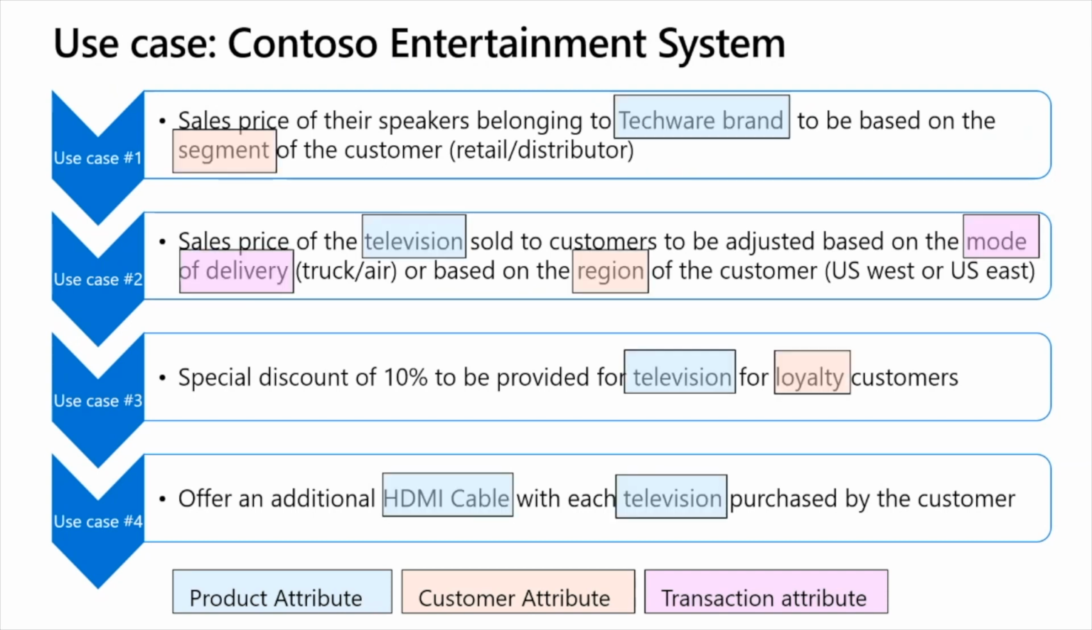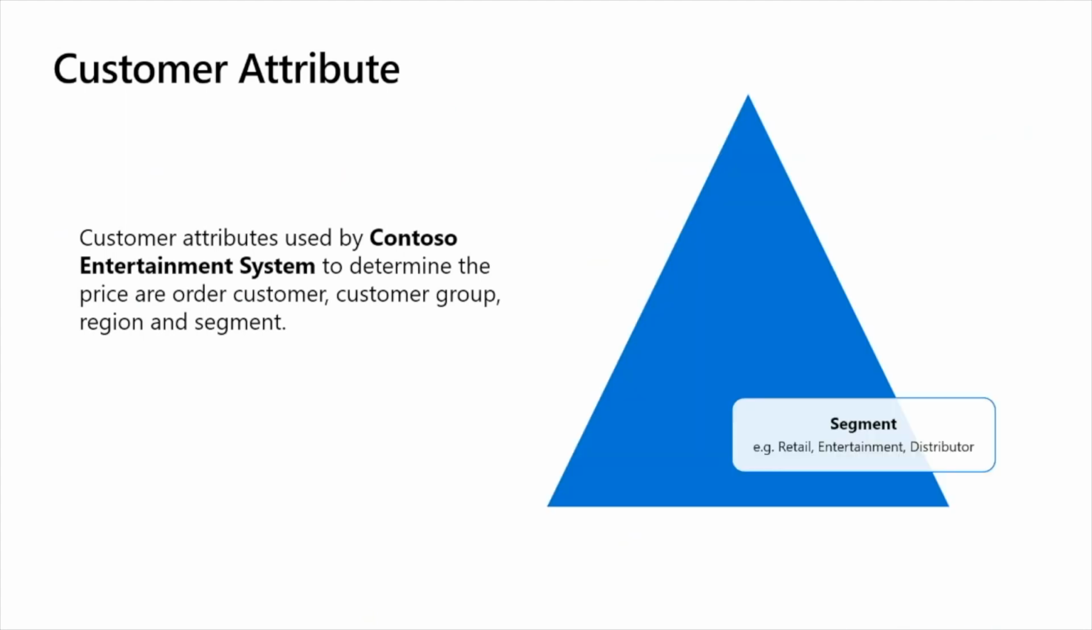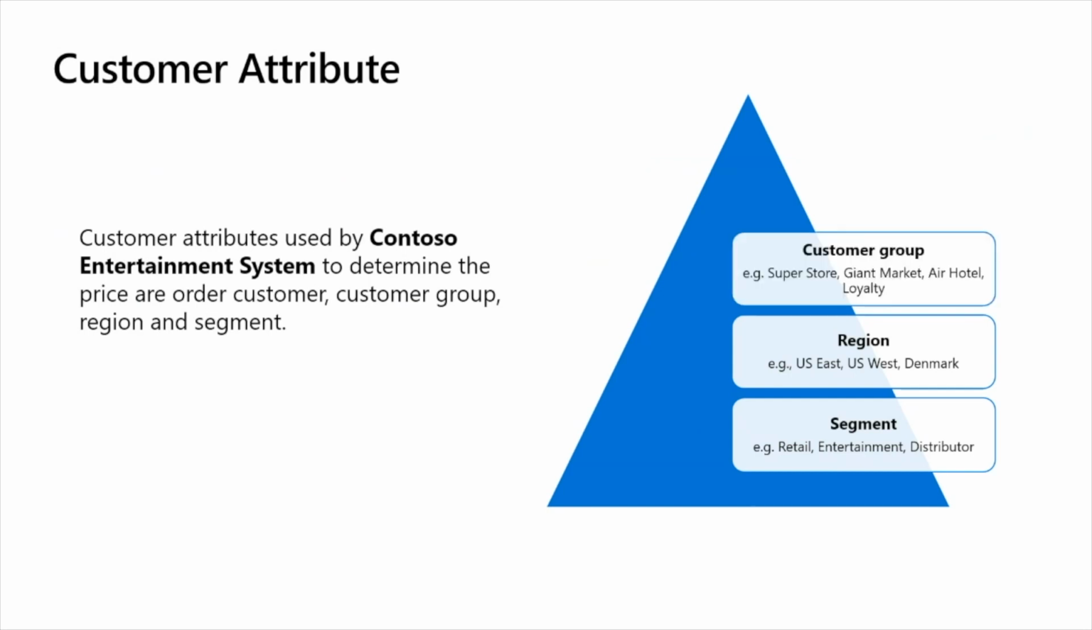And Contoso Entertainment System would like to use all these pricing attributes not only for prices and discounts, but also for charges and rebates. So based on this use case, Contoso Entertainment System has decided to structure the customer price hierarchy in the organization based on segment of the customer they're making sales to, such as retail customer for B2C, entertainment customer, distributor for B2B, etc. Region of the customer, as we were talking about earlier, which is the East Coast in US or West Coast in US. Customer groups such as Superstore, Air Hotel, Loyalty. And finally, the end customer purchasing the product.